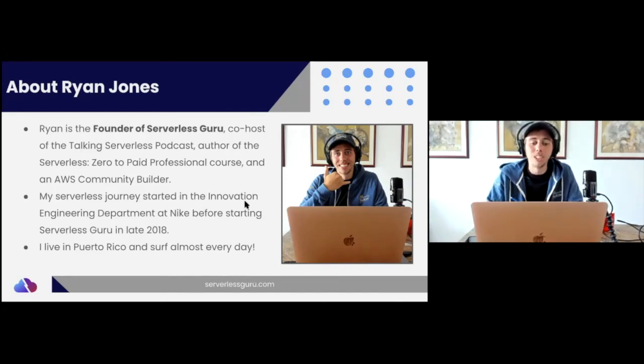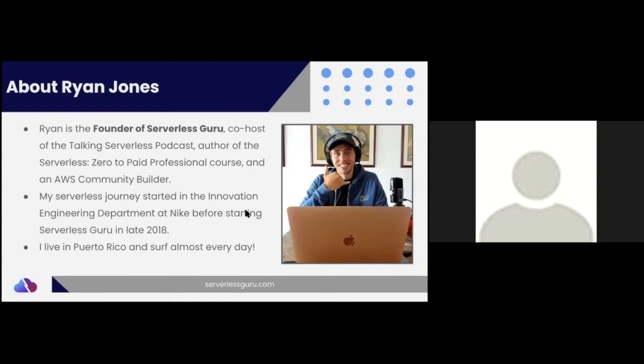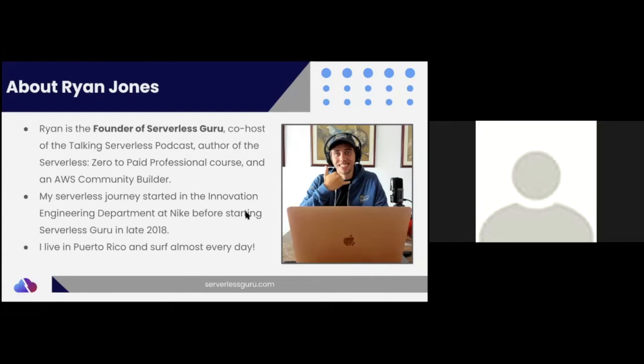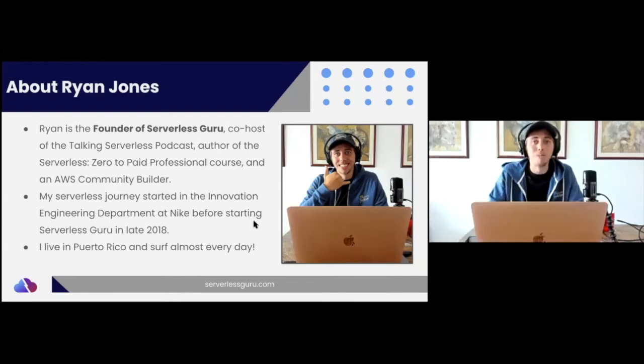My serverless journey started in the innovation engineering department at Nike. And as I mentioned, Serverless Guru started around late 2018. Again, I live in Puerto Rico now, and it's a weird change for me, growing up in Texas and then living in Portland, Oregon for a long time. I surf almost every day now, and that's been the same for about 4 to 6 months now, which is great.